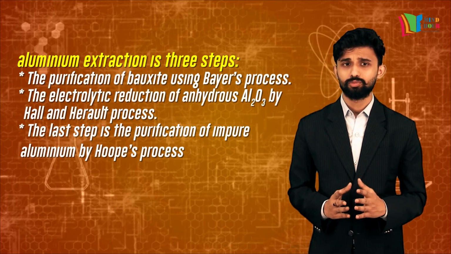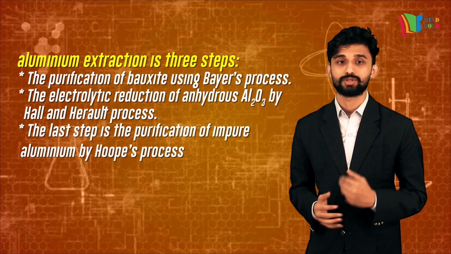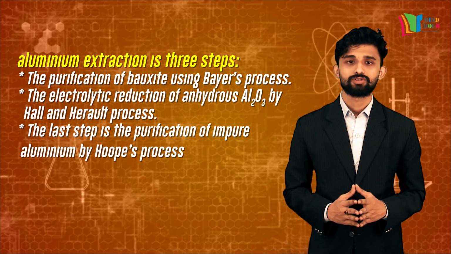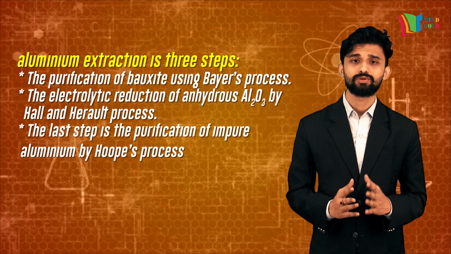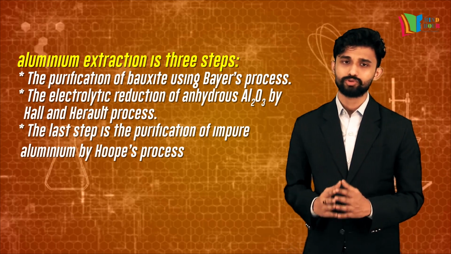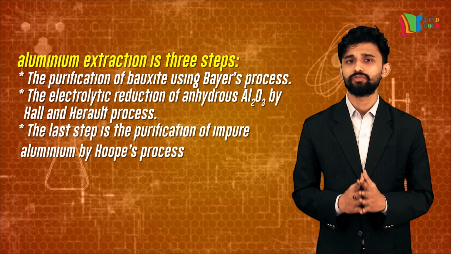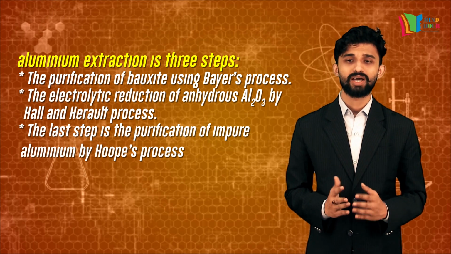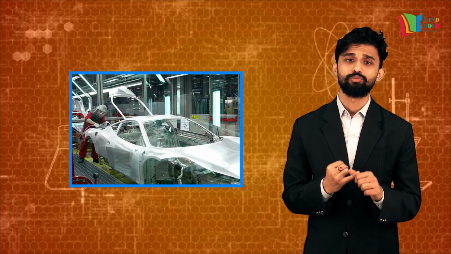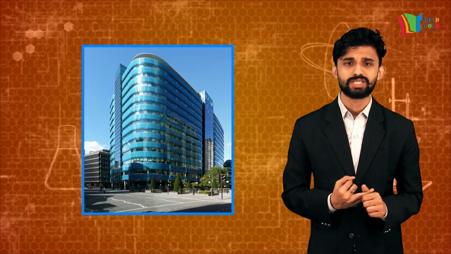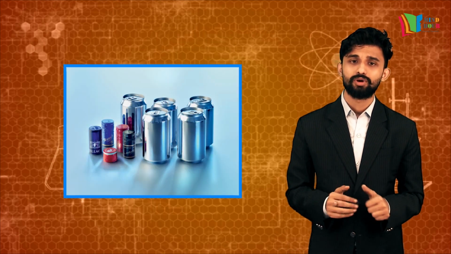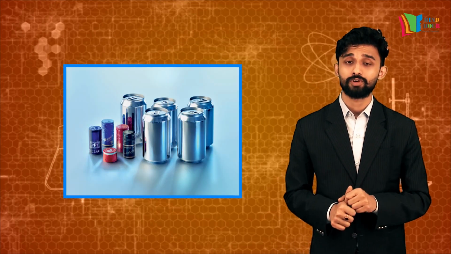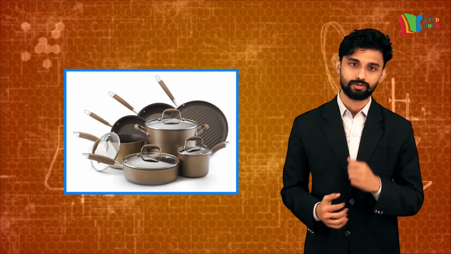The extraction of aluminum from bauxite involves three steps: the purification of bauxite using Bayer's process, the electrolytic reduction of anhydrous Al2O3 by the Hall and Heroult process, and the last step is the purification of impure aluminum by Hoope's process. Aluminum is used in the manufacture of automobile components, in construction, in the manufacture of electric wires, for packing medicines and pharmaceutical products, in the manufacture of soft drink cans and espresso coffee makers, and in the manufacture of utensils.